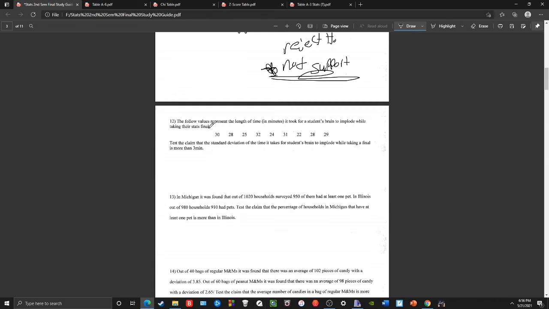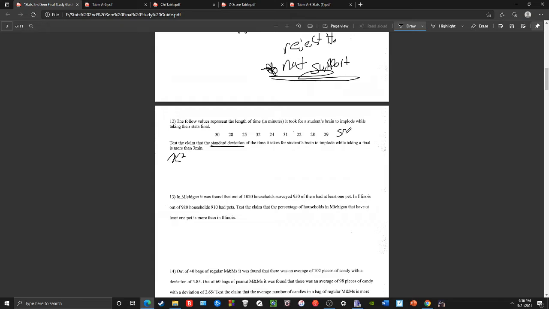So the next one here, we have the time it takes students' brain to implode. We want to claim that the deviation of these numbers here is more than 3. So we're testing a claim about a deviation, and it's from a single sample. So a single sample deviation test is a chi-squared test. Chi-squared is single sample deviation.